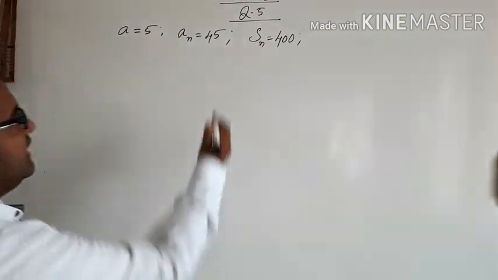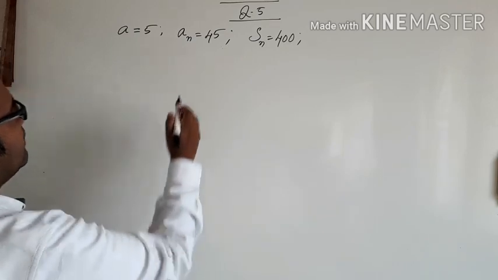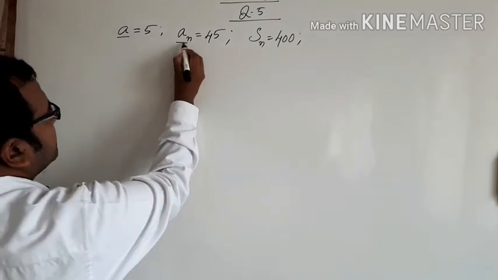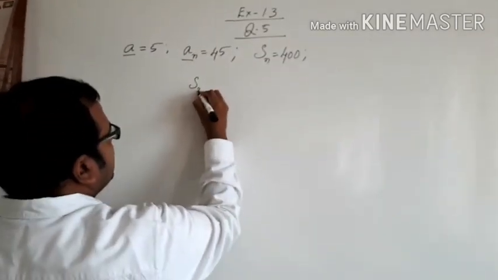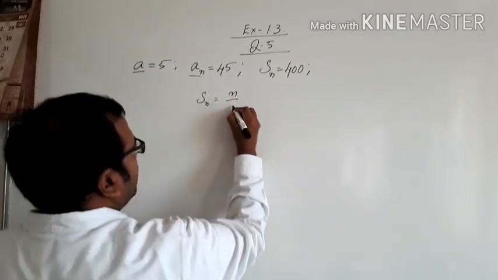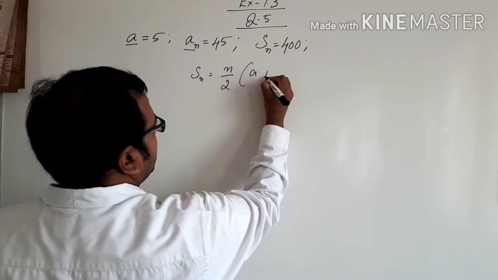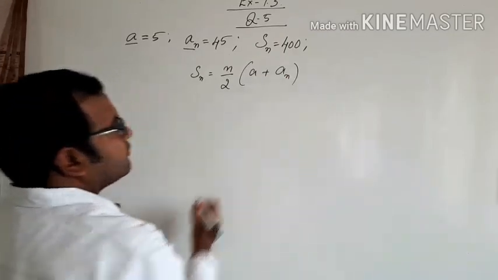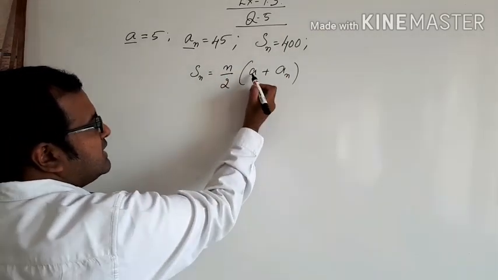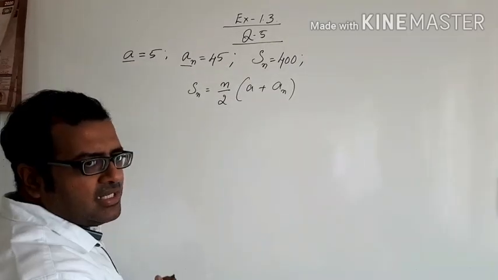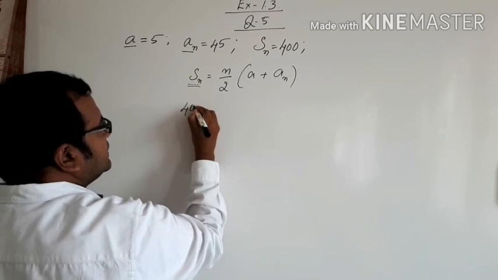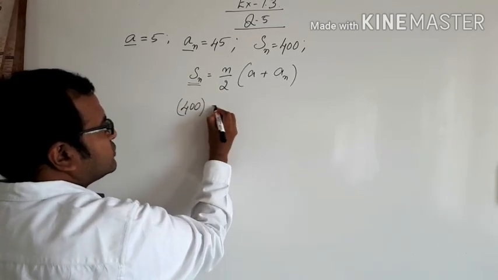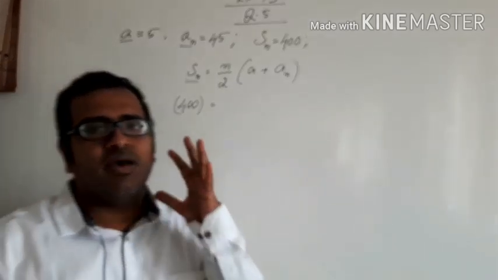So let us start with the Sn formula. One more thing is, we know the first term and the last term, so we will go with the shortcut method first. We know Sn is equal to n upon 2 into (A plus An), where n is the number of terms, A is the first term, An is the last term. So let us substitute the Sn value 400, in brackets. Don't forget, whenever you substitute, always use brackets.